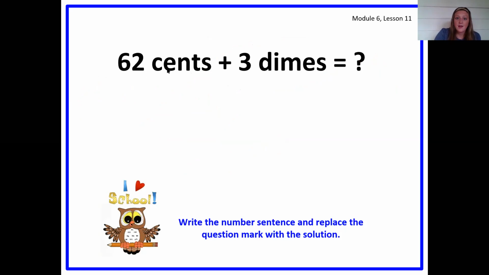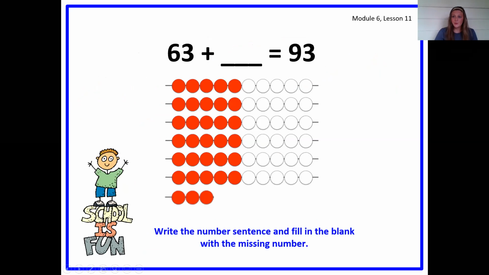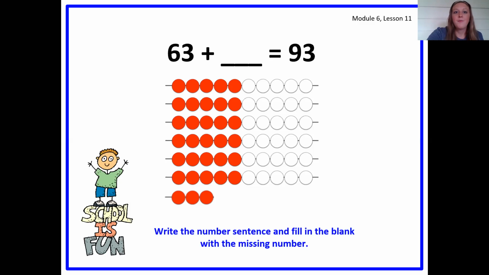So I want us to go ahead and look at this one. All right. This is where it's going to get a little more challenging because I now know the answer, but I know I'm missing a part. I need to figure out what I'm going to add to 63. 63 plus something got me to 93. Well, I know my ones aren't changing, right? So I know that in my answer, I'm only going to have a 0 here because I already have all the ones that I need.